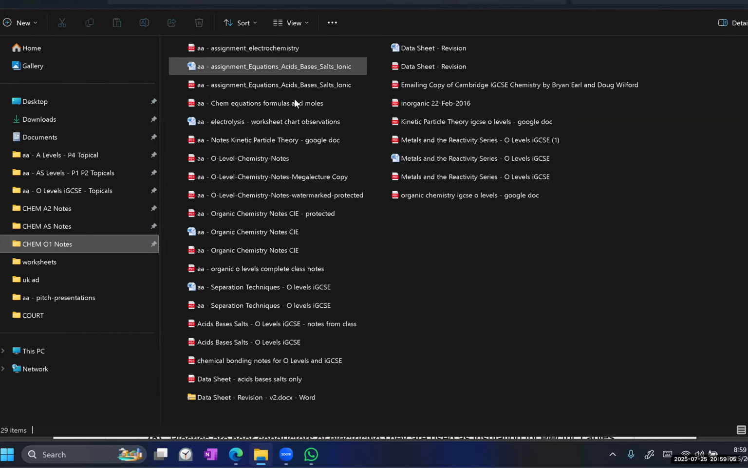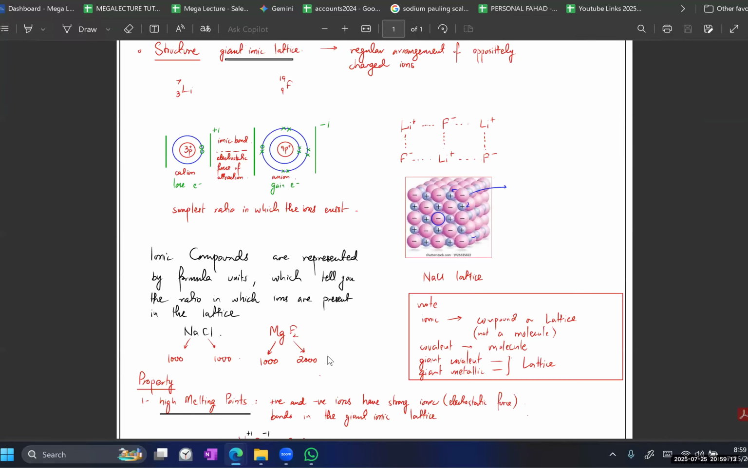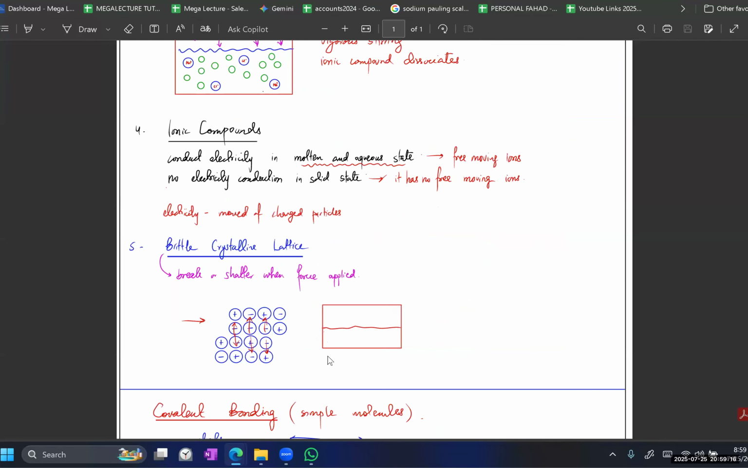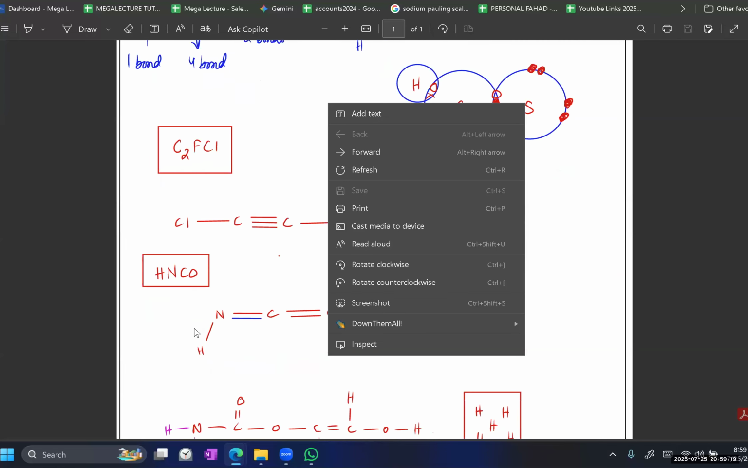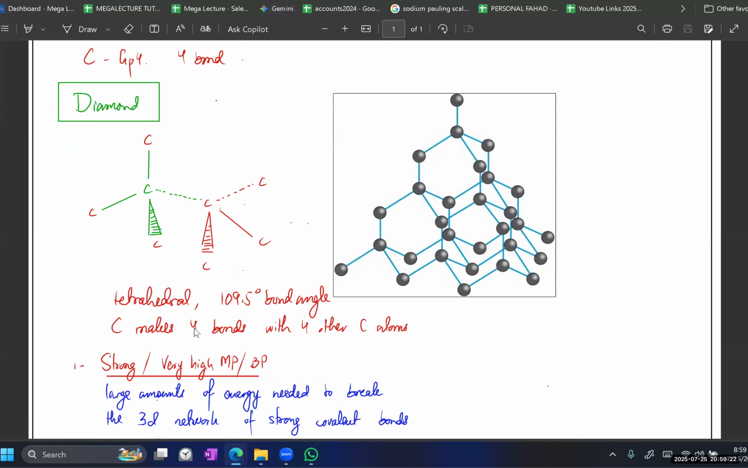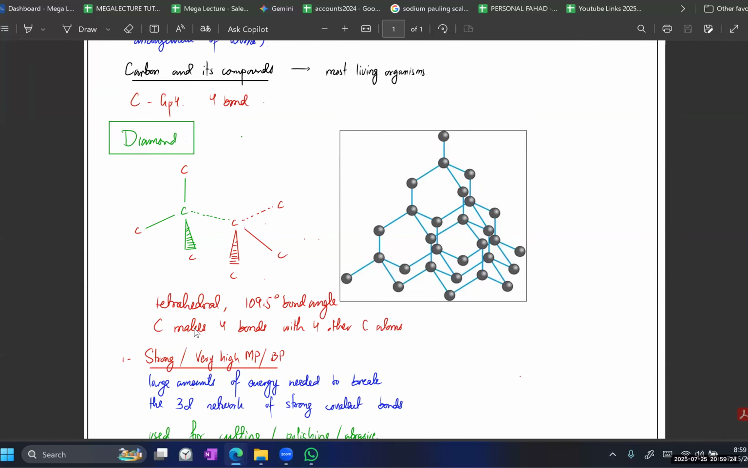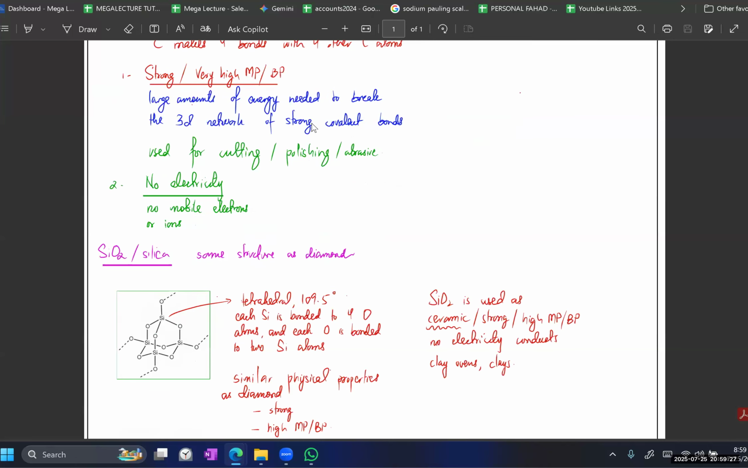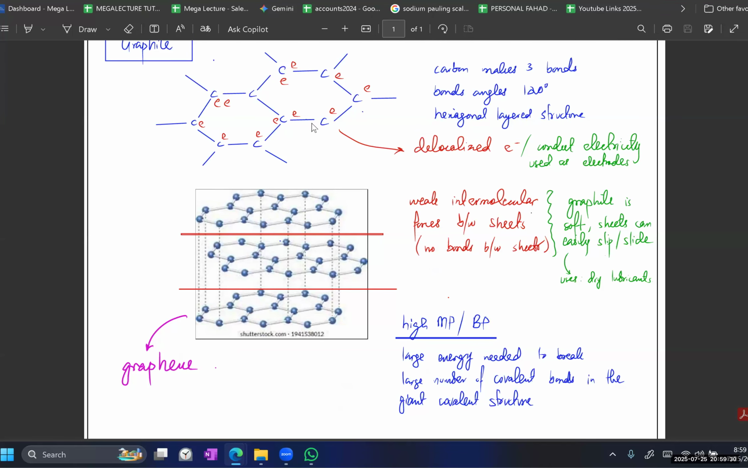Let me just show you graphite so we can revise simultaneously. This is diamond, and graphite was a layered, sheet-like structure. Each carbon was making three bonds, and there's a fourth electron that was delocalized. It was a sheet-like structure with weak intermolecular forces between the sheets, which is why it was soft and they can easily slip and slide. So, anyways, coming back.